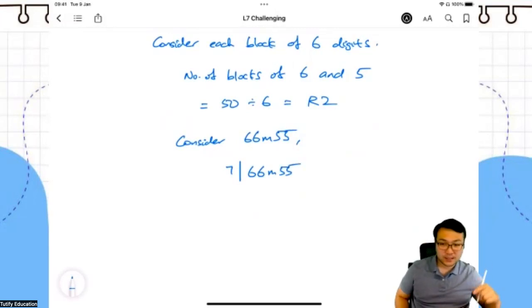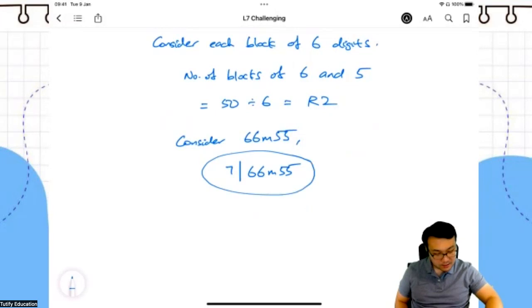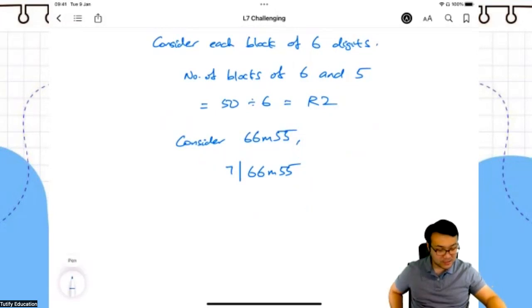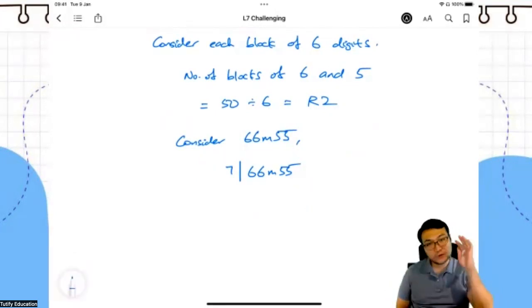Now, can you use another rule of divisibility to determine whether this 66M55 is divisible by 7? If you have a 5-digit number, how do you know if it is divisible by 7? You separate the last how many? The last 3 digits. Very good.